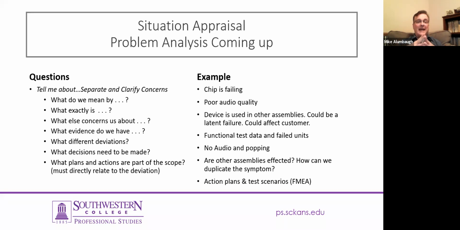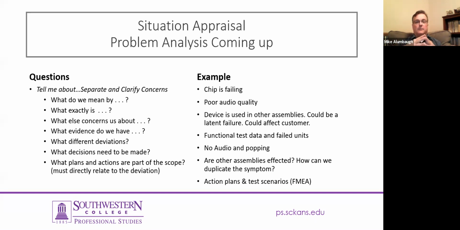What evidence do we have that this is a problem? Well, we have functional test data and we have failed units. What different deviations exist? No audio and popping audio. So we have two failure modes, really, right? Under the brush of poor audio quality, there's this no audio as well. So now we know a little bit more than we did.